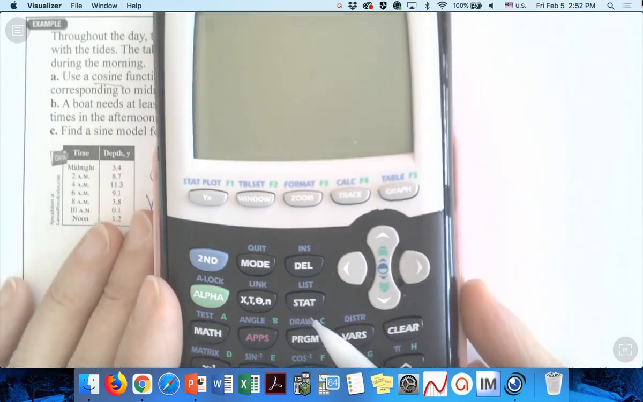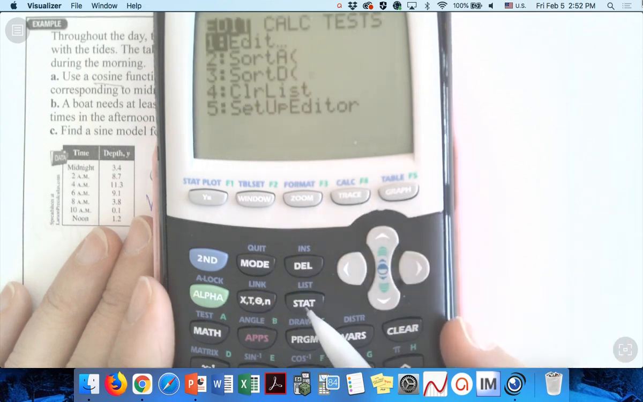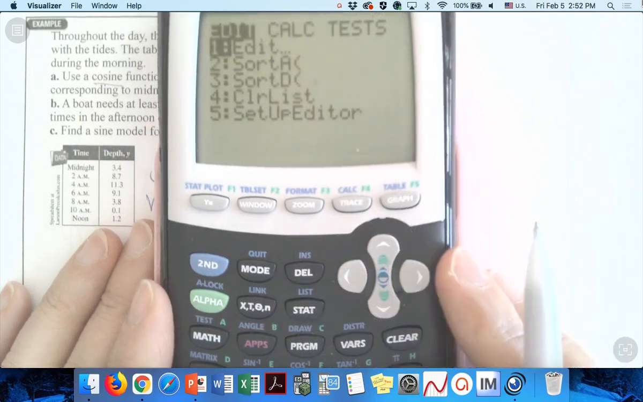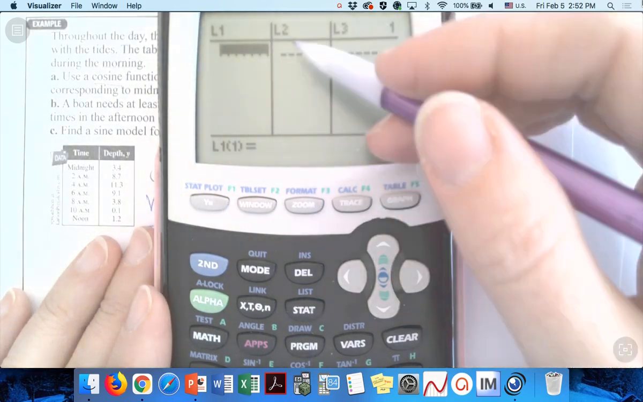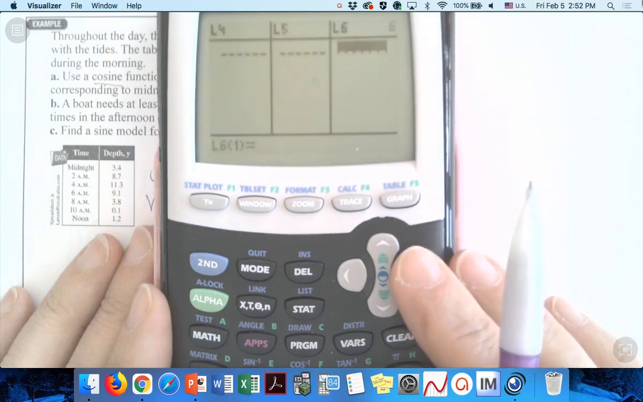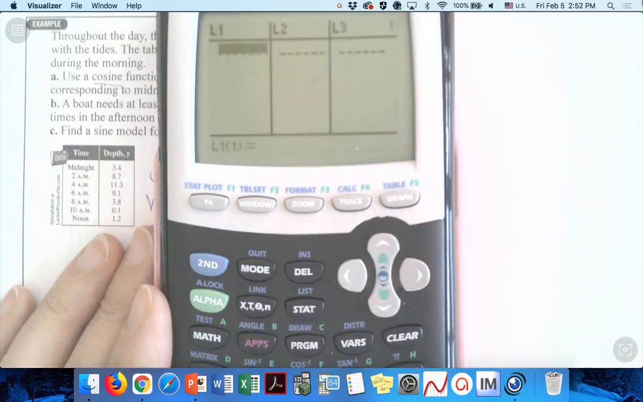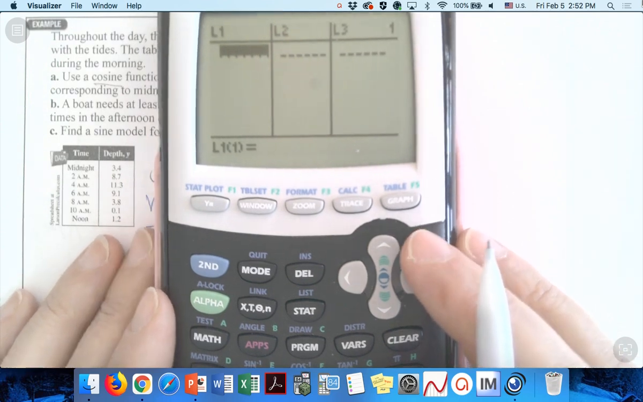So, see the stat button? Press that button. And you want to go into edit. And you should have list 1, list 2, list 3, L1, L2, L3. And if you went over to the right, you would see list 4, list 5, and list 6. So your calculator comes preloaded with 6 empty lists.